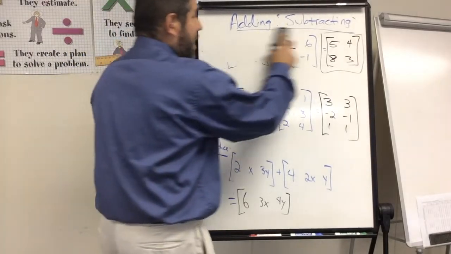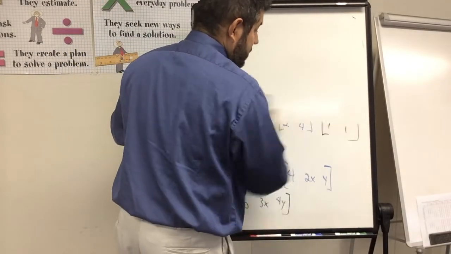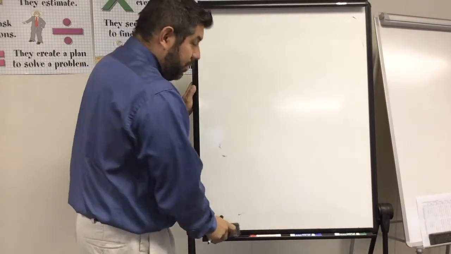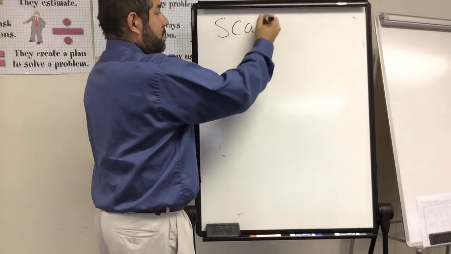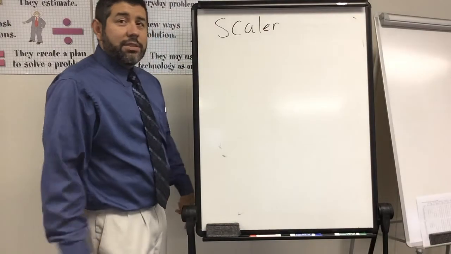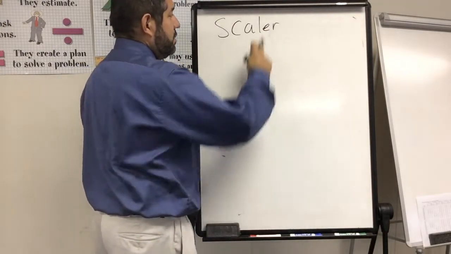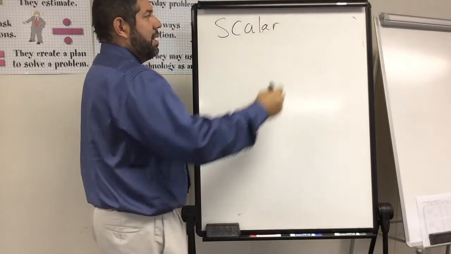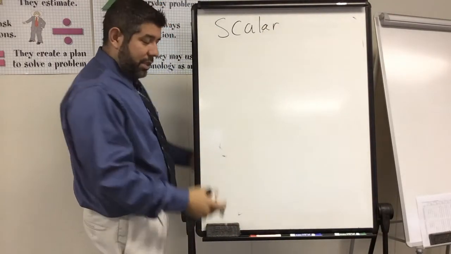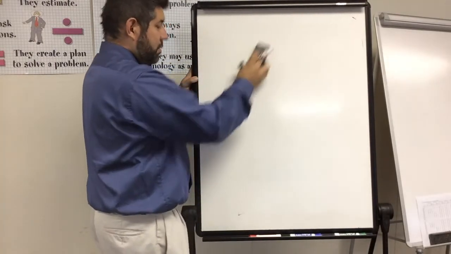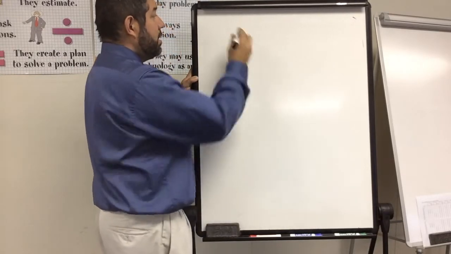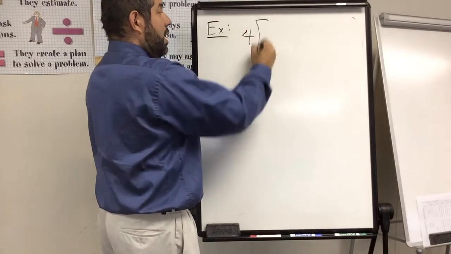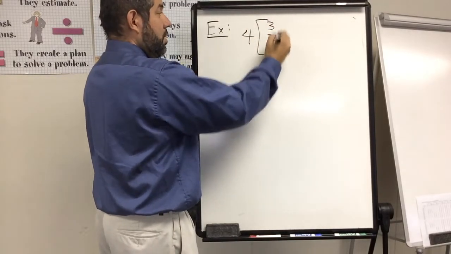The other thing we have here is something called a scalar. So what is a scalar, you ask? A scalar is something that's not a matrix, so a number that's not a matrix. Multiplying by a scalar would be like saying if we had 4 times the matrix 3, 2, 1.